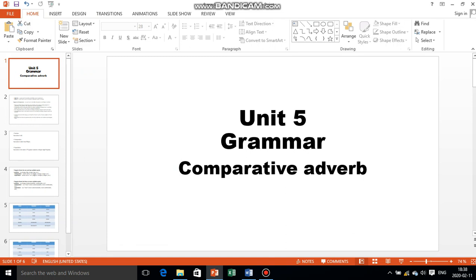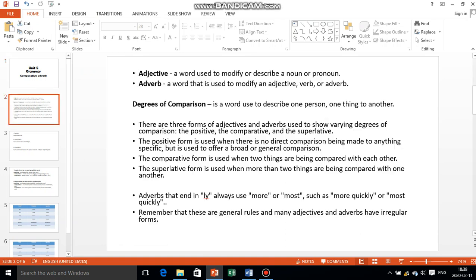It's about degrees of comparison, when you are describing or comparing. Okay, let's start. First, adjective. Adjective is a word used to modify or describe a noun or pronoun. So these are the words that describe the noun or pronoun, just like fast, fat, big. For example, big ball, tall boy. So those are adjectives. They are describing the noun or pronoun.